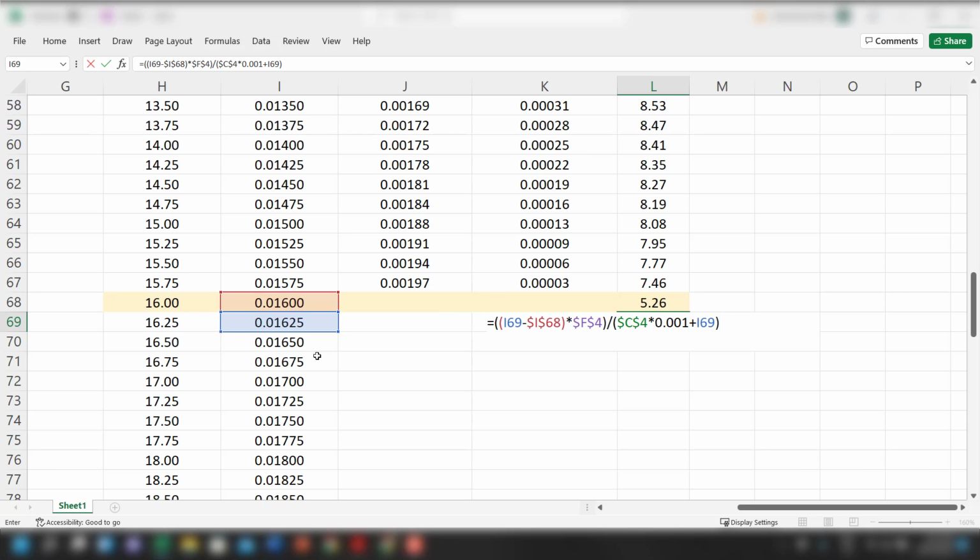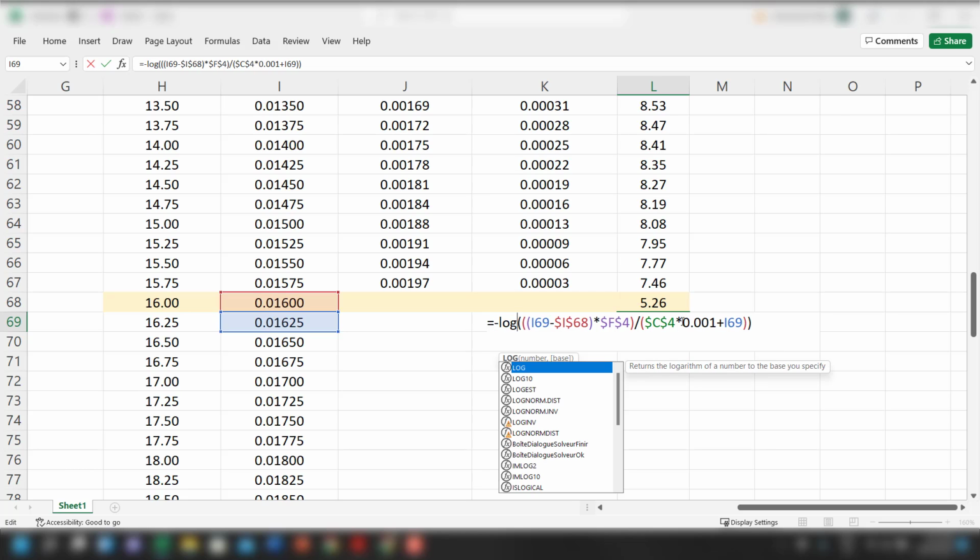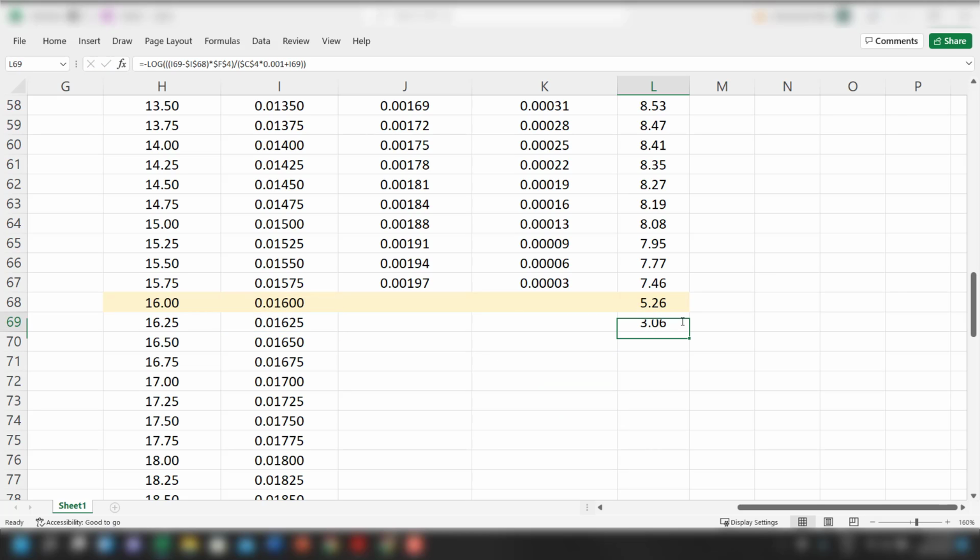But if you are supposed to find pH, then we have to take the negative log base 10 of this particular term. So we're going to put another bracket here, because we are going to take the minus log base 10 of this. So minus log. Then we put equals, and we get 3.06. Before you do anything, please check your formula, make sure everything is correct.